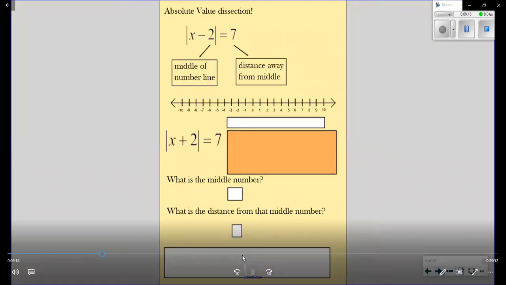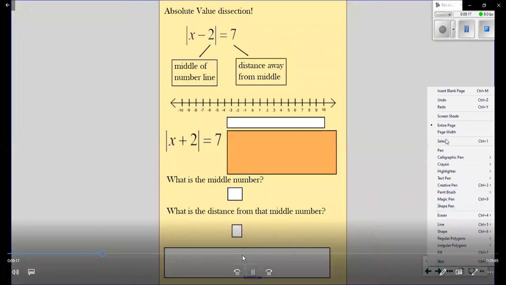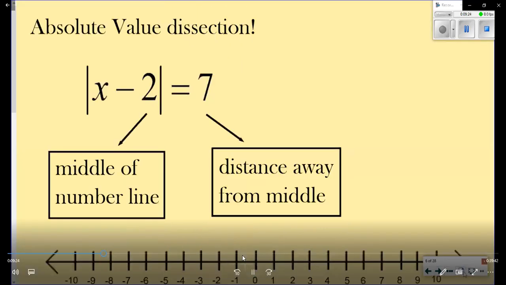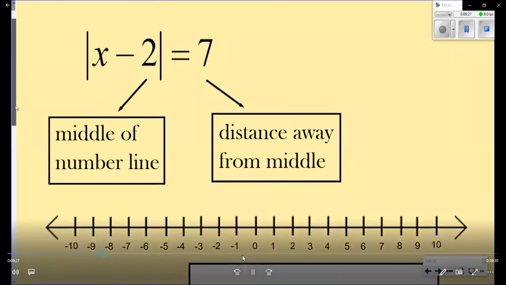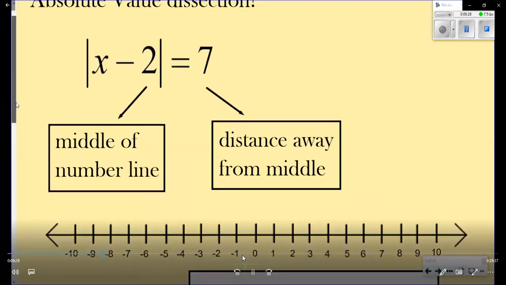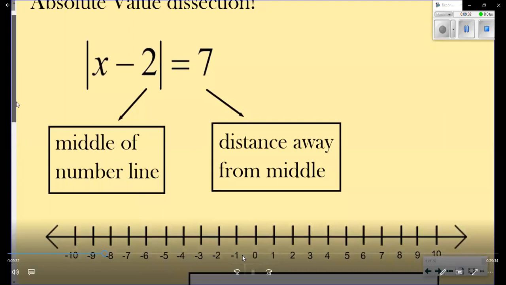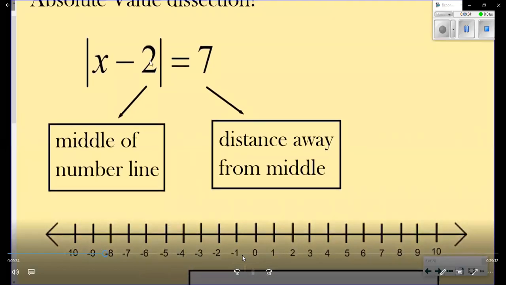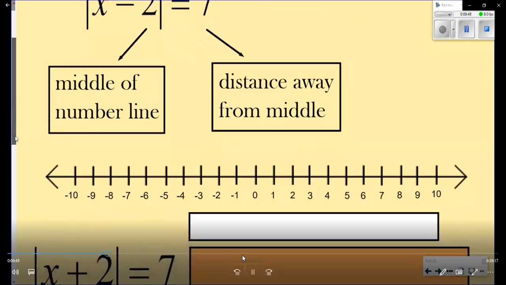So now let's dissect this absolute value equation. All right, so we have |x - 2| in the absolute value symbol, and then we have 7: |x - 2| = 7. This number, just the number itself, not what sign is in front of it, tells you the middle of the number line. And the 7 that's outside, the other side of the equation, tells you the distance away from the middle number.